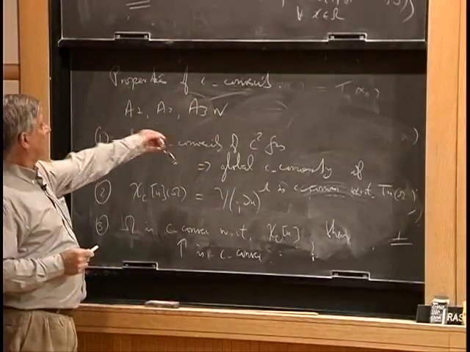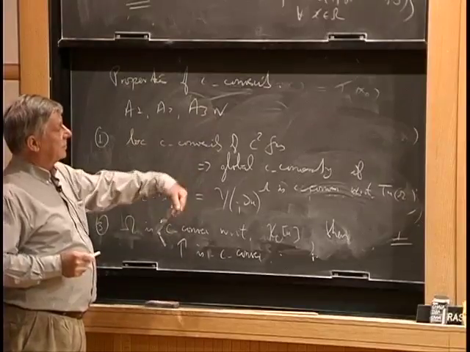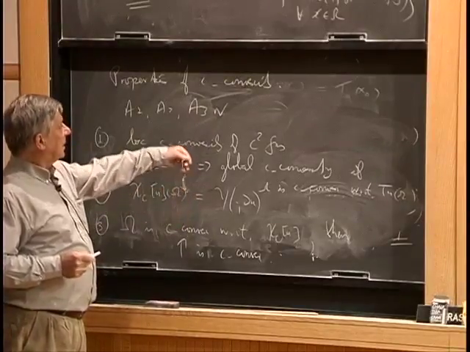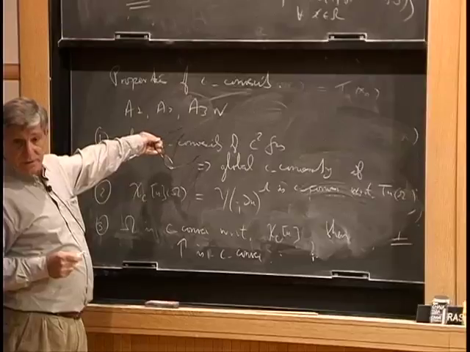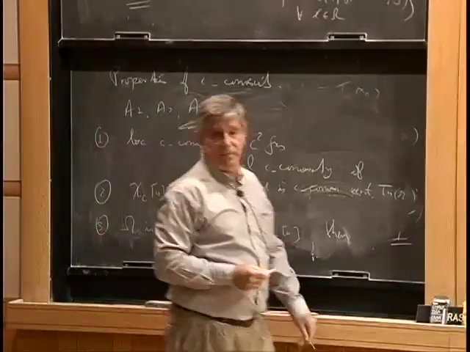So all these properties, which are telling us that C convex functions behave like regular convex functions, they all depend on this A3W.